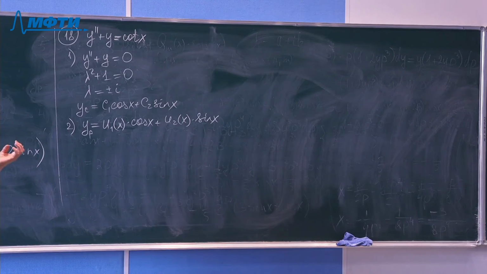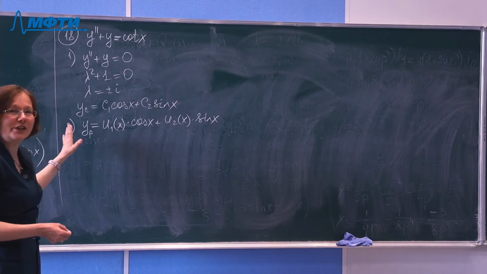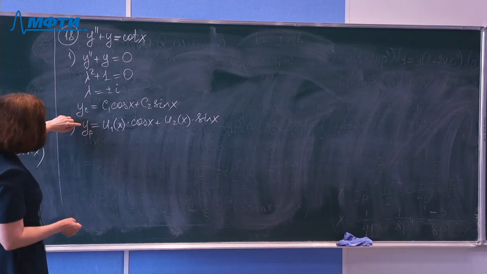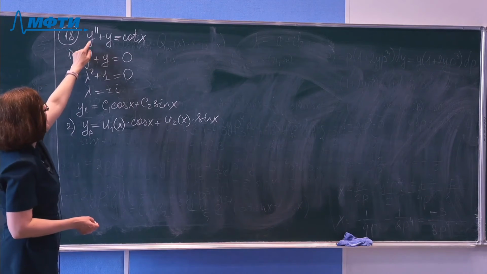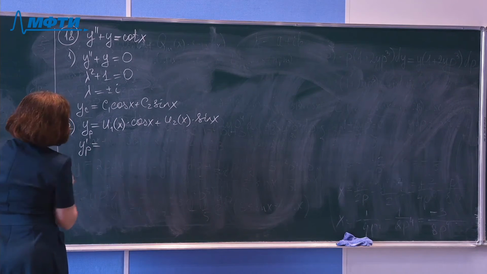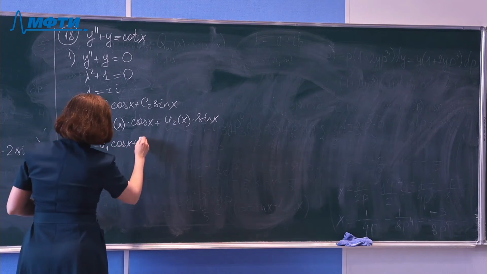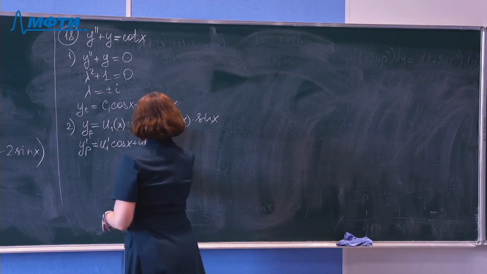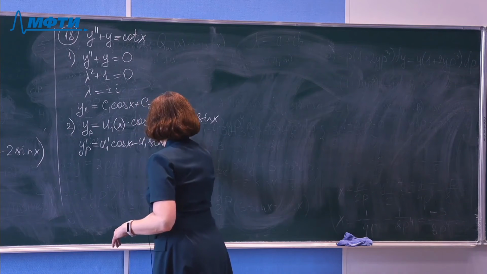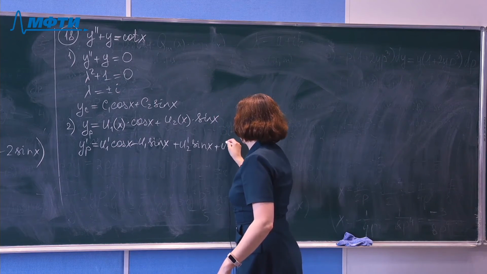So we can maybe save time and use the result obtained in the lecture, but we may differentiate if we want. In this case, it's not difficult, and so we may try to find the second derivative of yp and substitute them into our equation, right? Let's do this. So we need to know yp prime. It is equal to u1 prime cos x plus u1 times minus sin x plus u2 prime sin x plus u2 cos x.